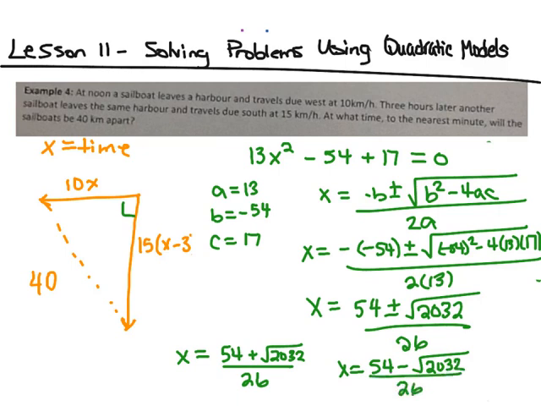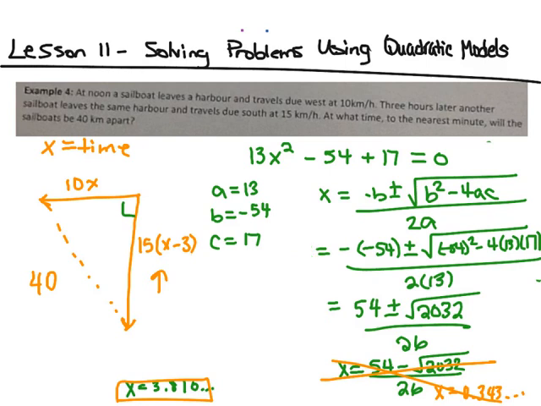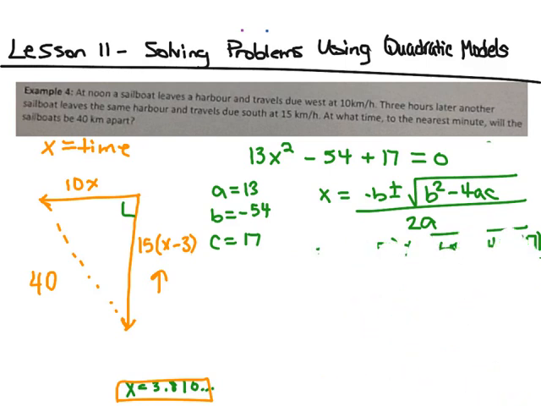So if you type the first one into your calculator, you should get x equal to 3.810. If you type the second one into your calculator, you should get x is equal to 0.343. Now this one won't work because this boat waits 3 hours before it leaves. So it cannot leave at 0.3 hours. So this is our answer. So we need to figure out what time that is. If the boat left at 12 o'clock noon, in 3.810 hours, they will be 40 apart.